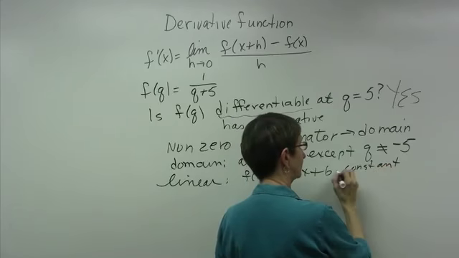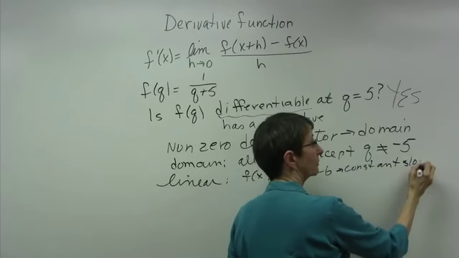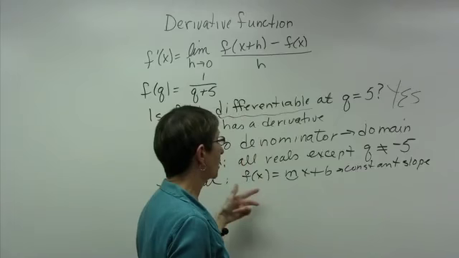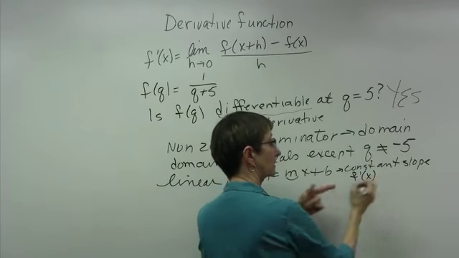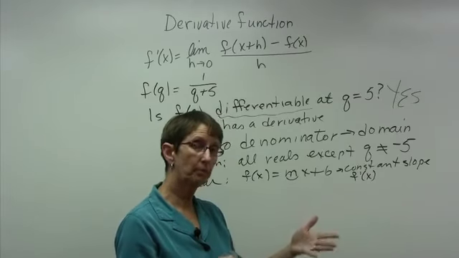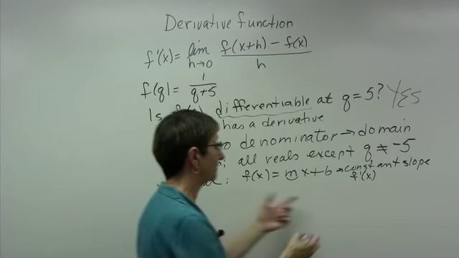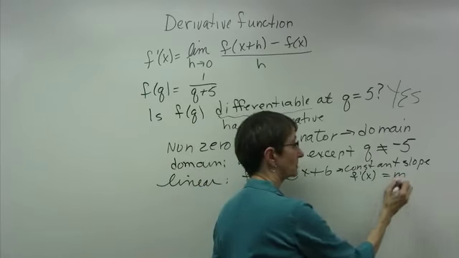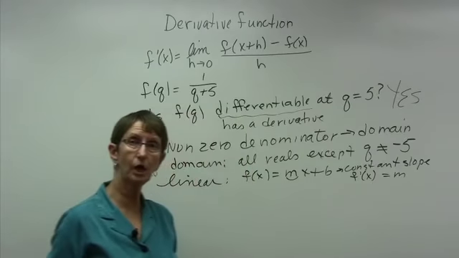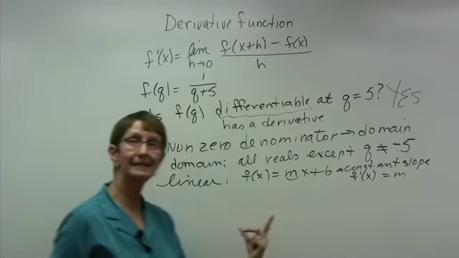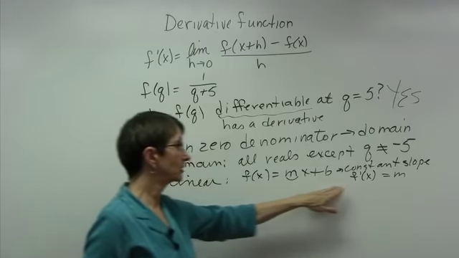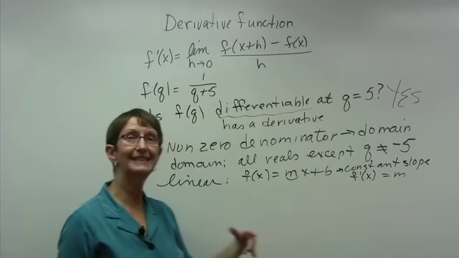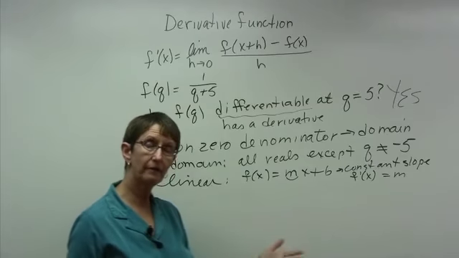That means the slope's the same everywhere. So the derivative is the slope of a tangent line, but if you have a line, the derivative is just m. The derivative is the slope, and it doesn't matter what x you have. So for a linear function, you have a derivative everywhere. It is differentiable everywhere.